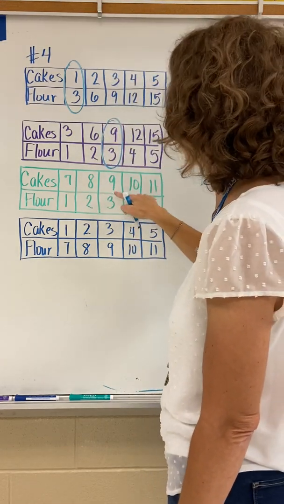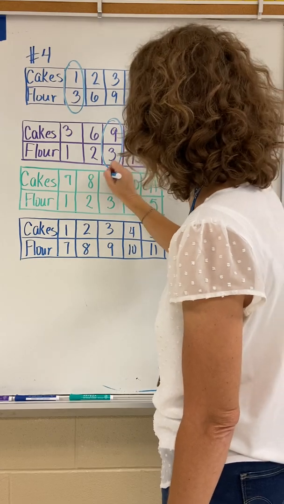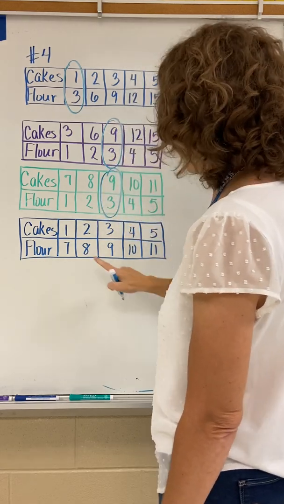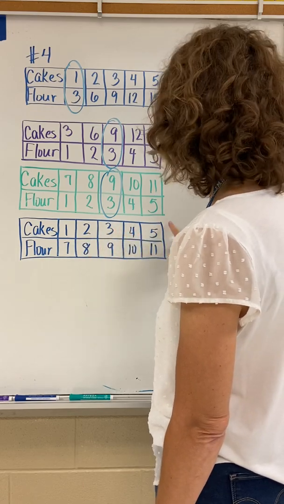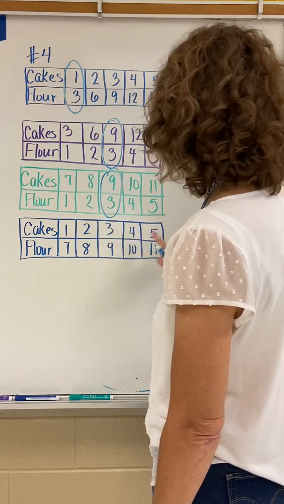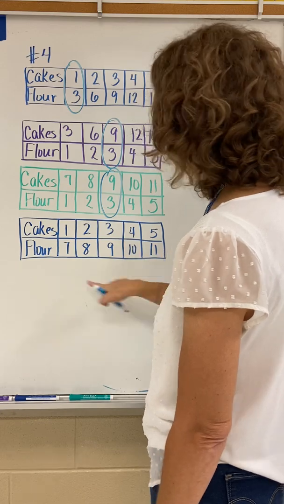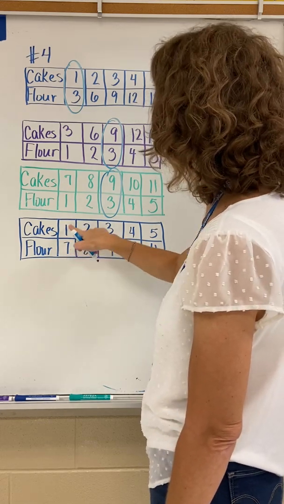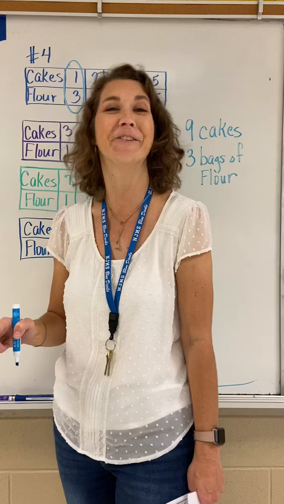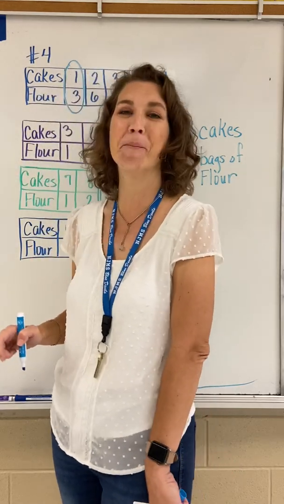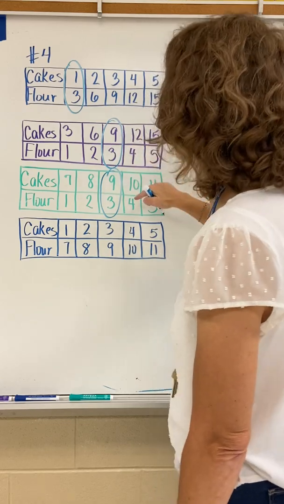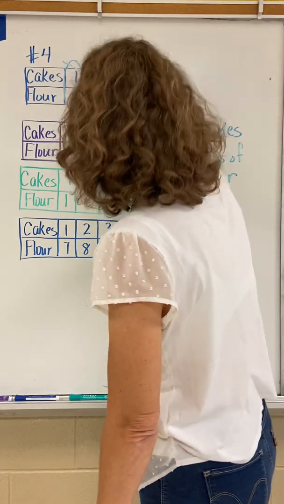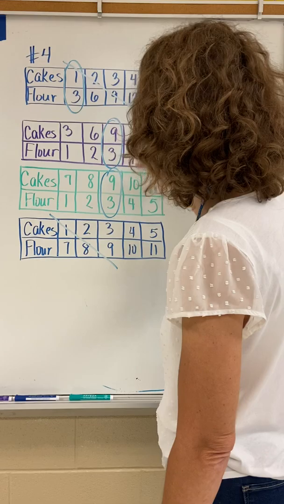Look at the next one. Here's 9 cakes and 3 bags of flour. And then this last one doesn't have an option for 9 cakes or 3 bags of flour. This one says 7 bags of flour in 1 cake. That would be really bad. That'd be like a brick. Okay, so let's look at these 2 options. This one's out. This one's out. But let's look at these 2 options.